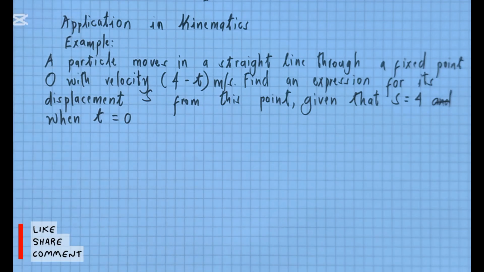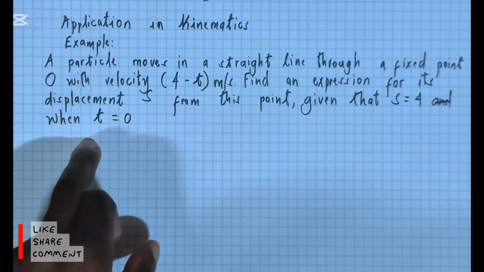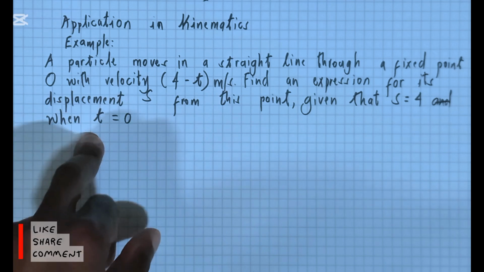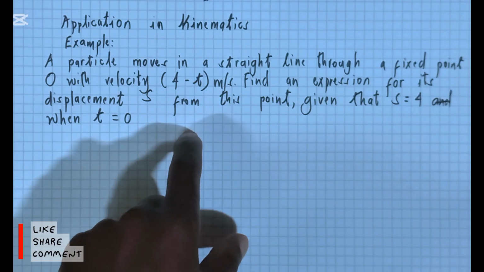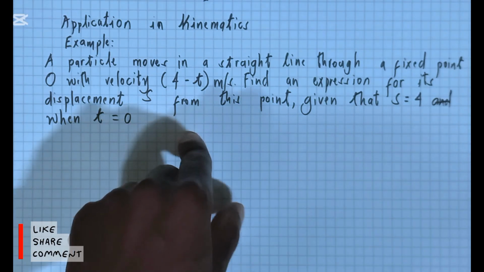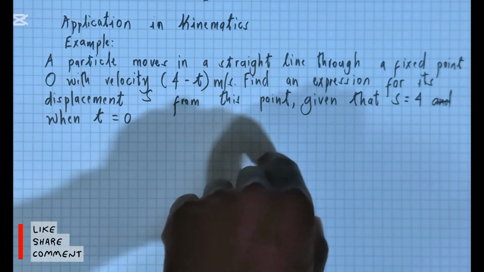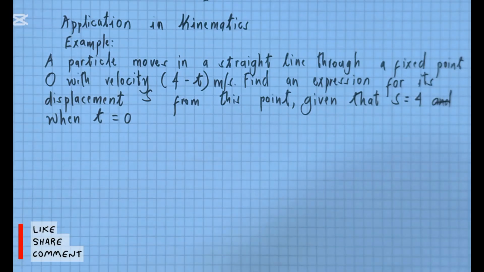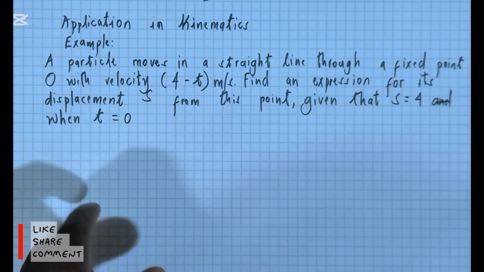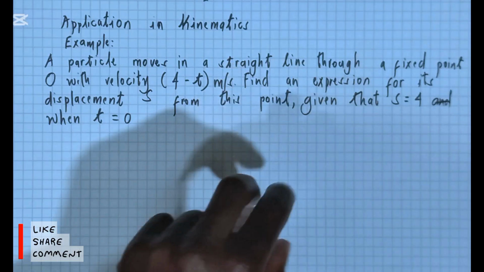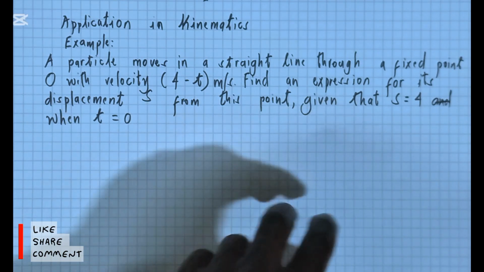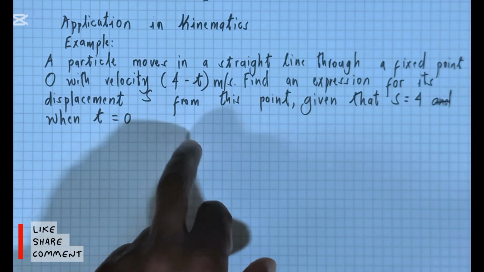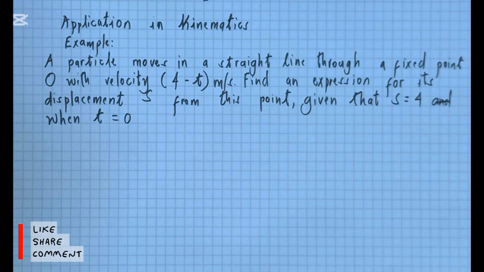And you may recall that when you were doing derivation, we said that when you derive displacement, you get the velocity function, and when you derive the velocity function, you get the acceleration function. And so the reverse of that is true. If you have the acceleration function and you integrate it, you will get a velocity function. And when you have the velocity function and you integrate it, you will get a displacement function.